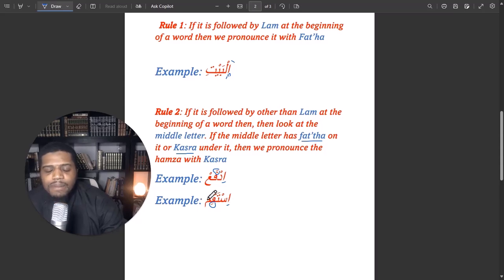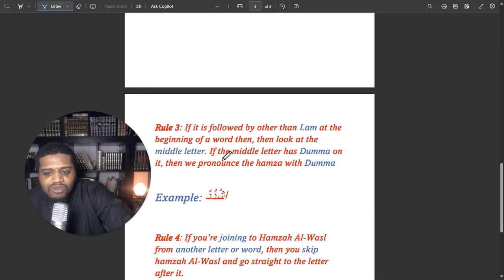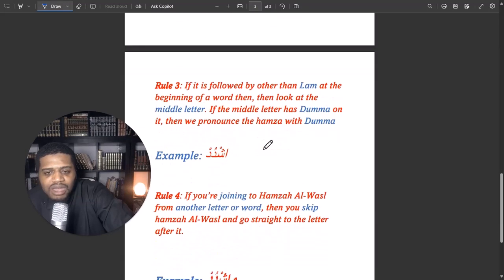Istaqim. Okay, and so on and so forth. And inshallah, we'll look at some more examples of that later. So the last rule is the third rule, and it is when we have Hamzatul Wasl. It does not have a lam, it's followed by other than a lam, so there's no lam after it. It's at the beginning of a word.